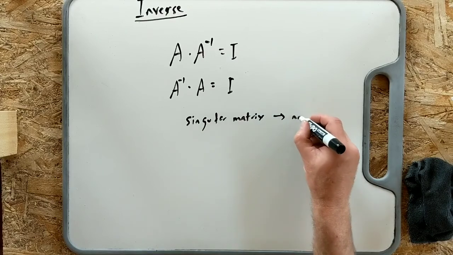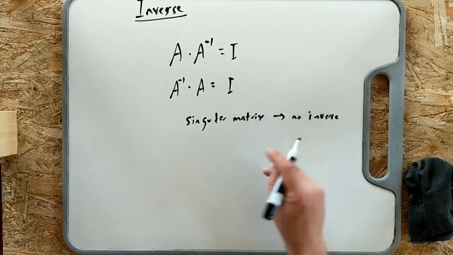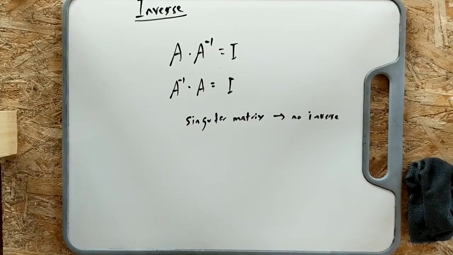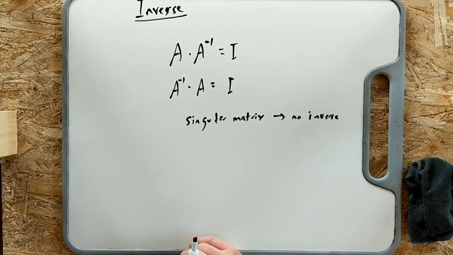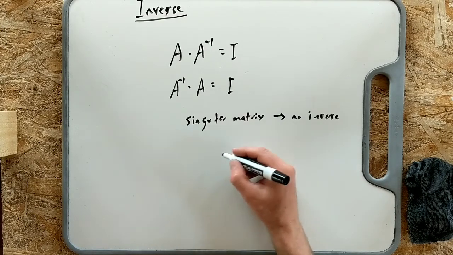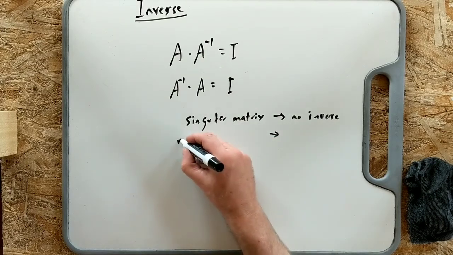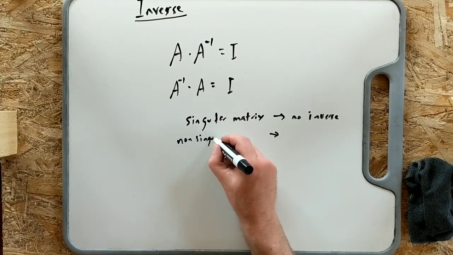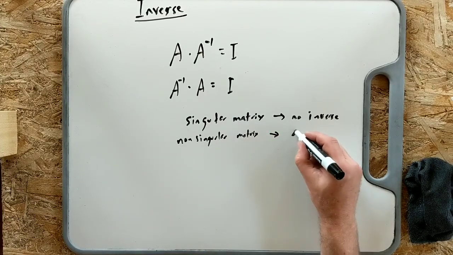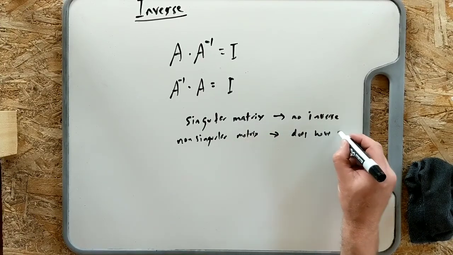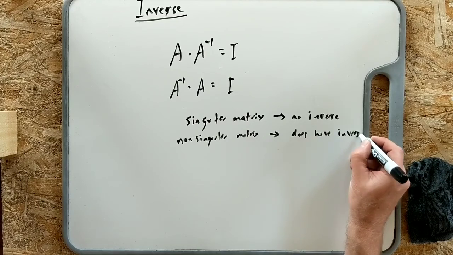It means it has no inverse. What this means when you use this to solve systems of equations: if you get a singular matrix, which doesn't have an inverse, it means the equation has no solution or infinite solutions. Basically, you can't solve it. If it does have an inverse, it's called a non-singular matrix. That does have an inverse. And again, we'll use that when we solve equations.